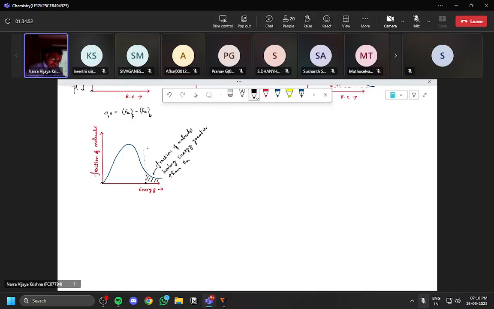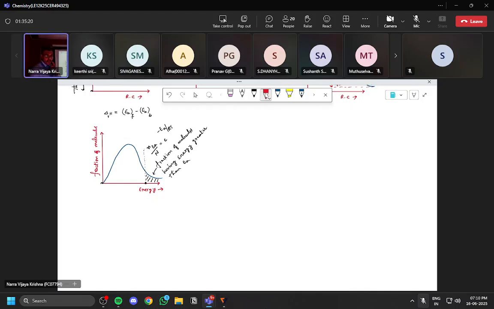Mathematically, I can write it as N_EA upon capital N, where capital N represents the total number of molecules and N_EA represents the number of molecules having energy greater than that. This can be written as e power minus EA by RT. The fraction of molecules having energy greater than the energy of activation, or the fraction of molecules which can convert into products, can be written as e power minus EA by RT.